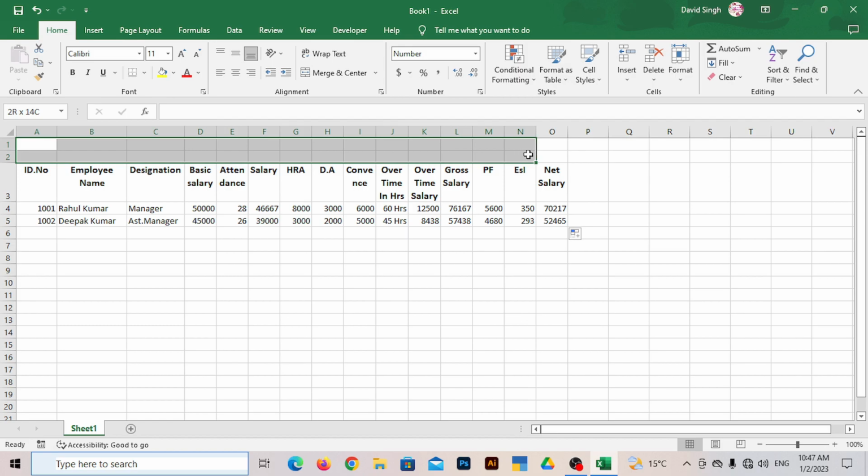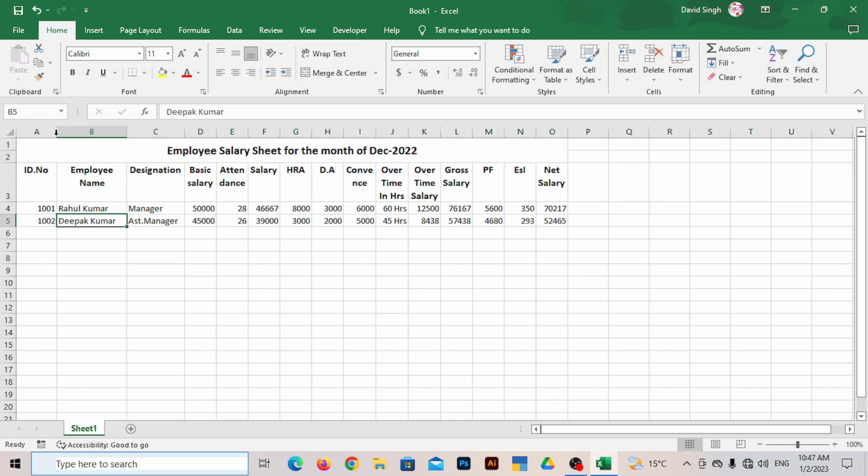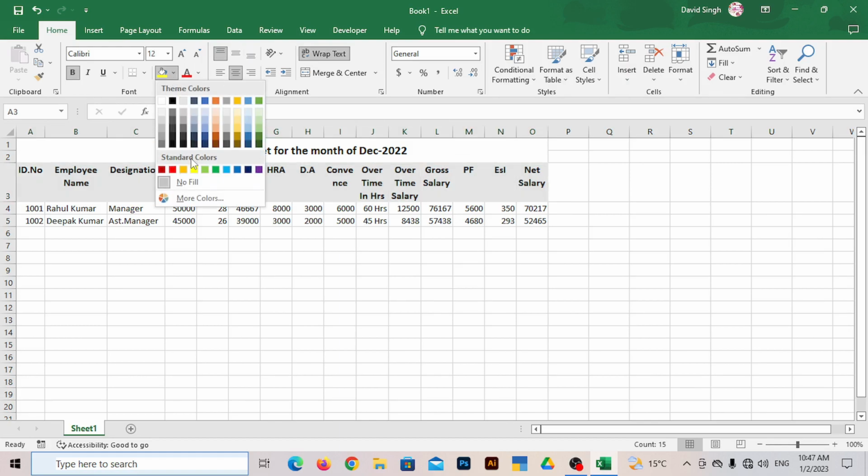Here we click it and merge it, and put some alignment. Simply I have written: employee salary sheet for the month of December 2022. And I colored it. If you want to color, give a background color. I have put yellow here, a different color to make it more attractive.